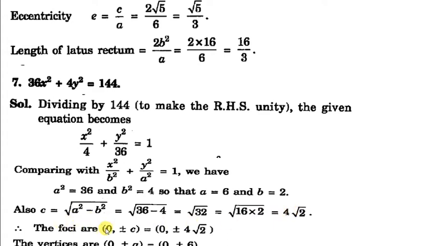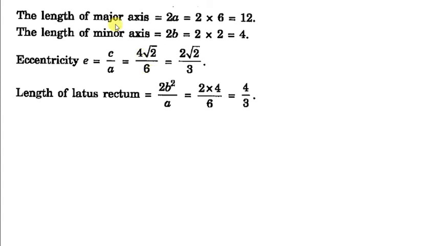And the focus are 0 comma plus minus c, that is 0 comma plus minus 4 root 2. And vertices are 0 comma plus minus a, and the value of a is 6, so plus minus 6. Length of major axis is 2a, so 2 multiplied by 6, 12. Length of minor axis is 2b, put the value of b, we get 4. And eccentricity is defined as c by a, so after putting the values of c and a, we get the eccentricity as 2 root 2 by 3.